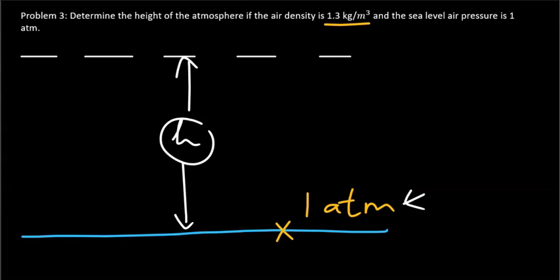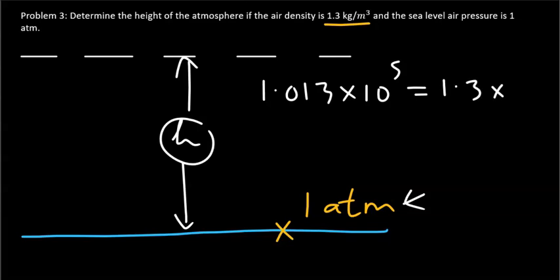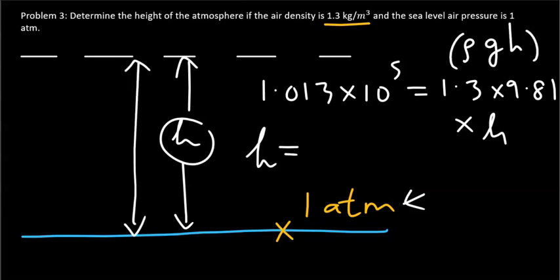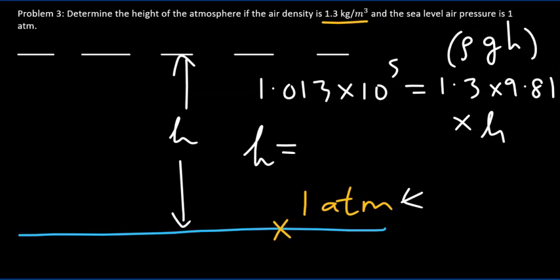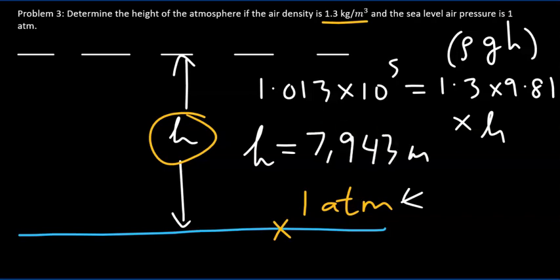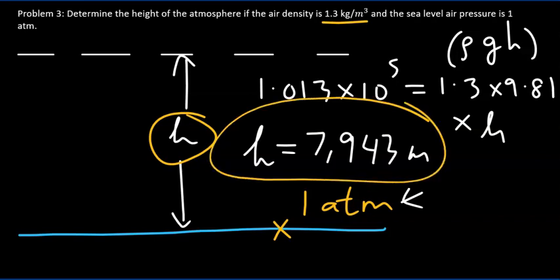So we say 1 atm is quite simply 1.013 times 10 to the power 5 Pascal, and that is given by the density of the air, 1.3, times gravity, 9.81, that is gravitational acceleration, times h. So I am simply writing down the term rho g h, which is pressure due to an air column of this much height. So h will turn out to be 7,943 meters. And that solves the problem.